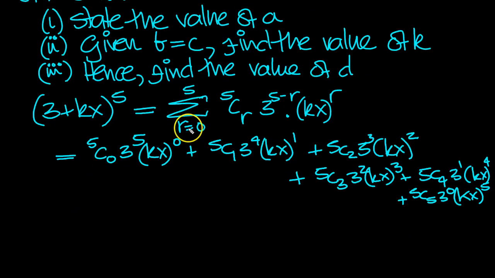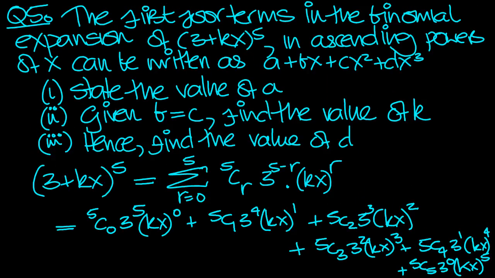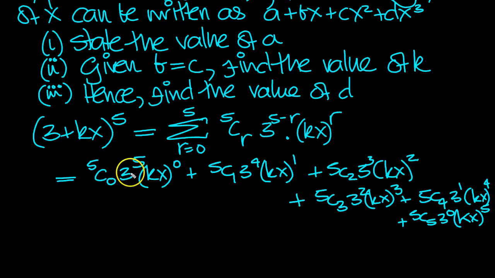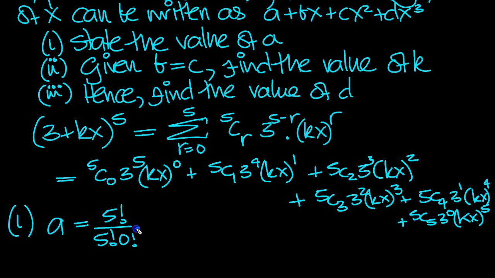So state the value of a then. Well, here a was just a constant at the beginning, wasn't it? When you look at this, a is just a number, which is this term here. So part 1, a is equal to 5C0, 5 factorial over 5 factorial 0 factorial, times 3 to the 5, which is 1 times 3 to the 5, which is 243. Tap it in the calculator if you need to.